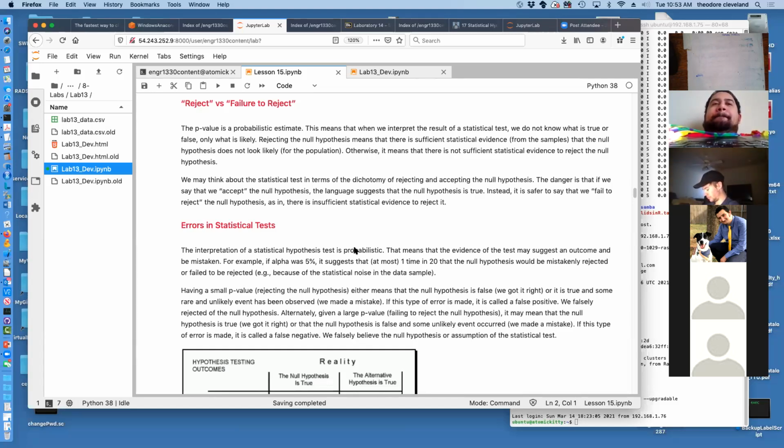So we can think of the statistical test as the dichotomy of rejecting and accepting. The danger in practice is if we use the word accept. Our English language suggests that if we use accept, we would conclude that the null hypothesis is in fact true, when in fact we don't actually know. Instead, it's considered safer to say do not reject or fail to reject, as in there is insufficient evidence to reject it. That's a subtle point, but it's important later on in this class, as well as in your other classes, where you are examining experimental results.